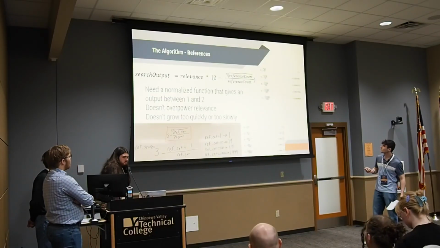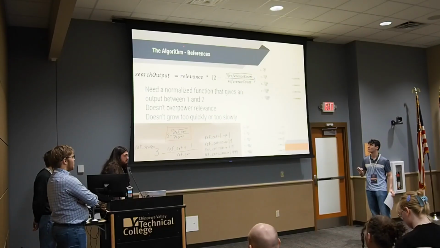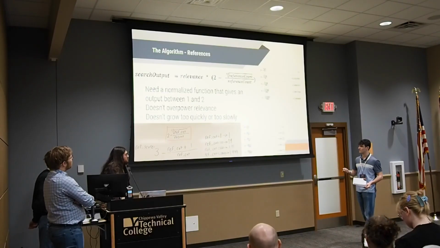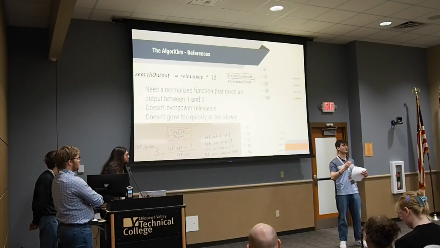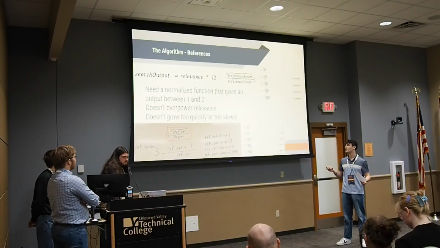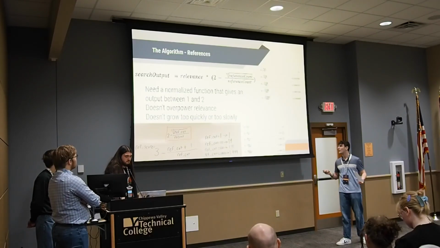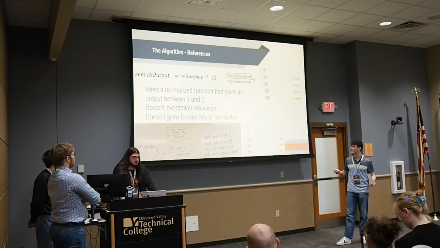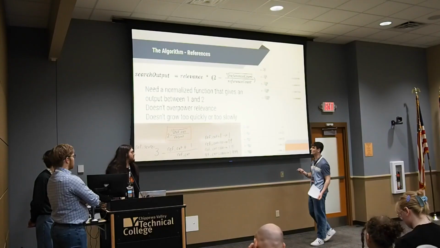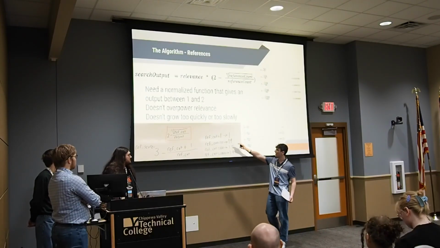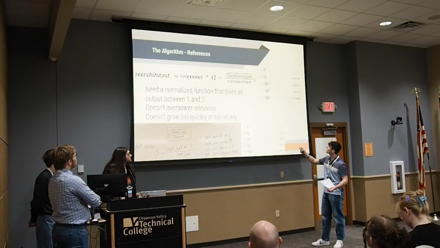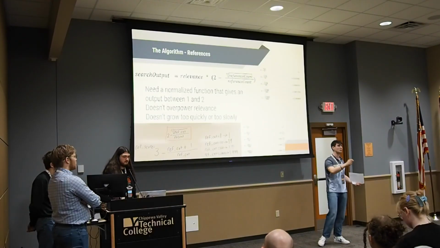Okay, so the way that we do references is we need a function that makes a number between 1 and 2. I tried to come up with a few different things. This is the one that I was using at first, except I didn't like it that much because, as you can see, it scales way too quickly. Reference count here is how many times a page is referenced.